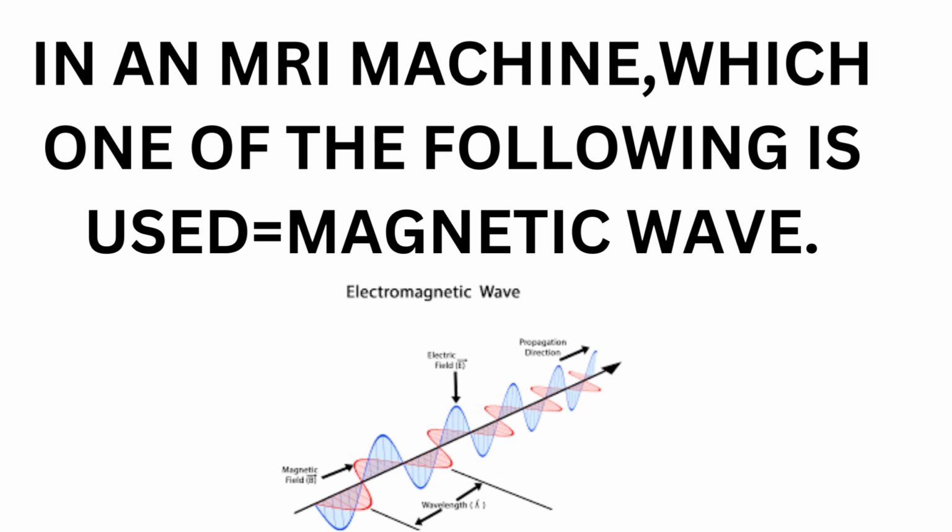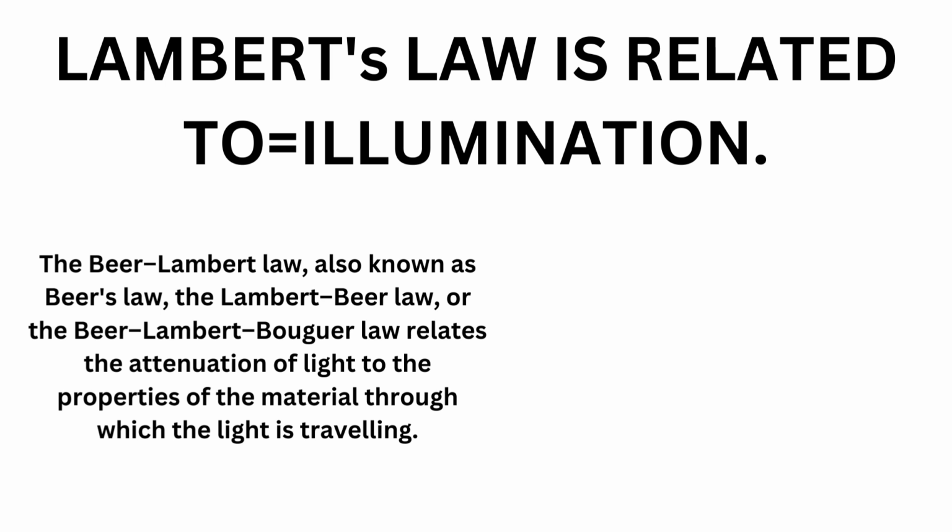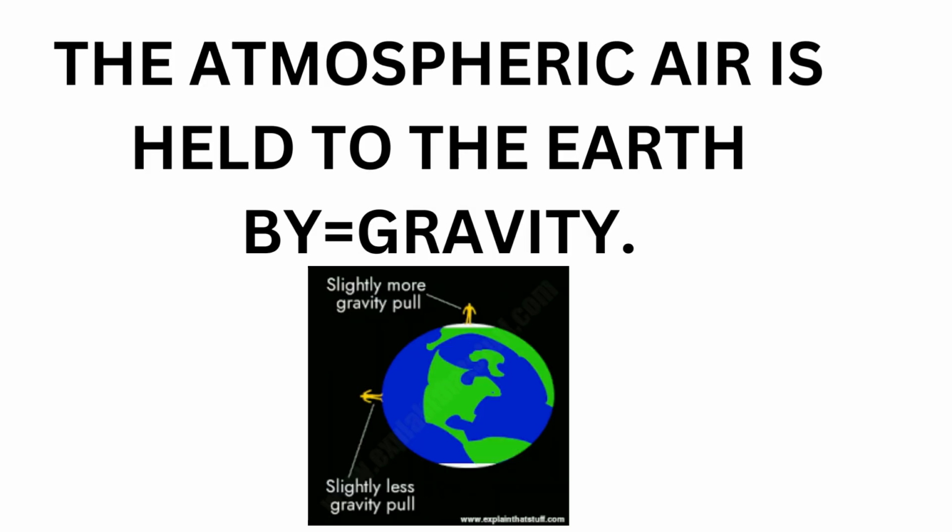In an MRI, magnetic resonance imaging machine, which one of the following is used? Magnetic waves are used in the MRI machine. An electrostatic precipitator is used to control air pollution. And Lambert's law is related to illumination. And the atmospheric air is held to the earth by gravity.